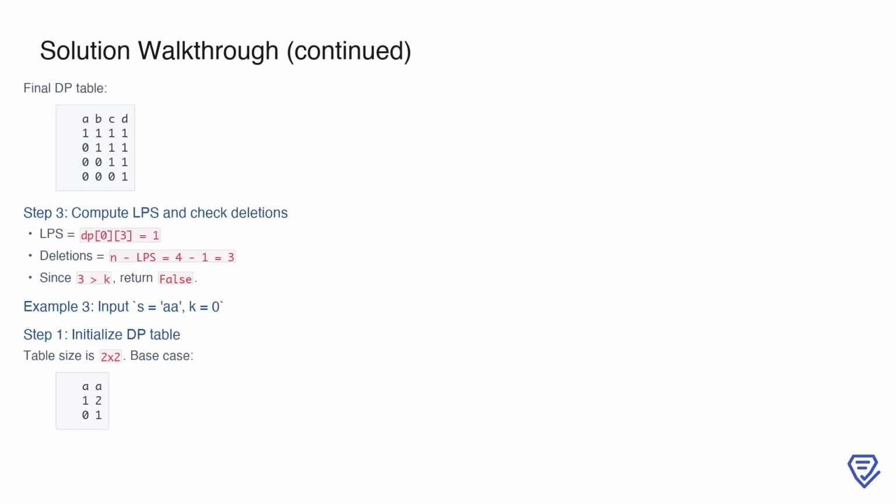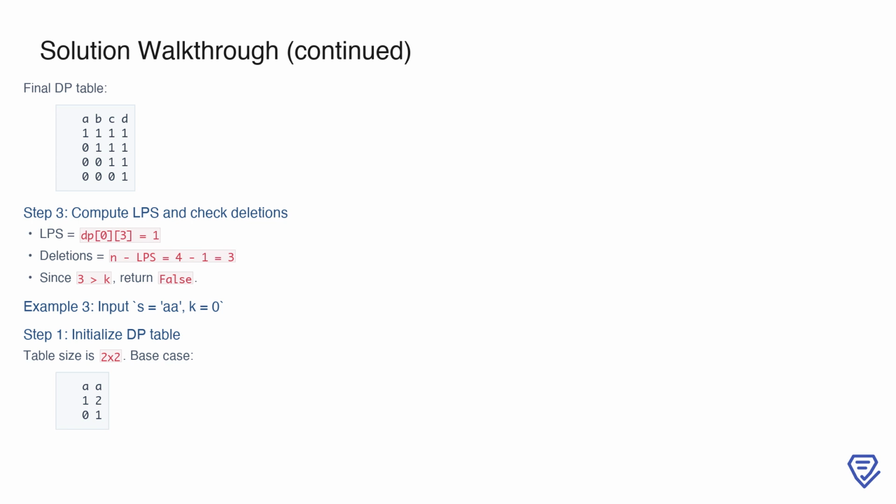The final DP table for the string ABCD reflects the fact that no characters form a palindromic subsequence longer than 1. The value at dp[0][3], which represents the LPS of the entire string, is 1. Using this LPS, we calculate the number of deletions required as 4 minus 1, which equals 3. Since 3 is greater than the allowed value of k, which is 1, the result is false. Now, let's look at an even simpler example with the input string AA and k set to 0.